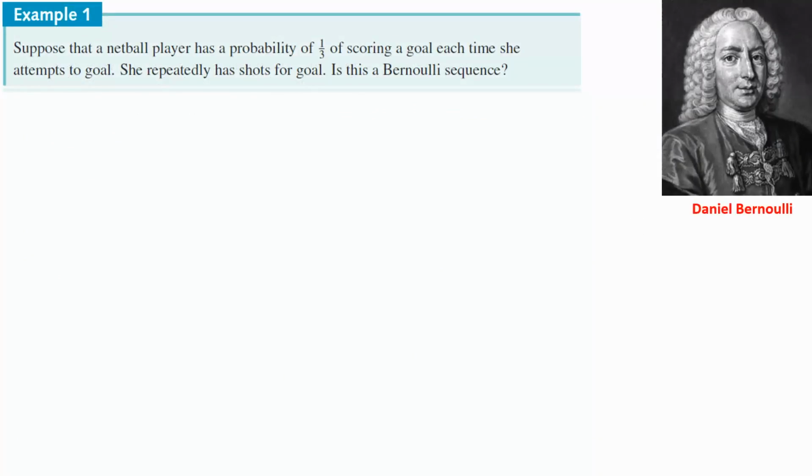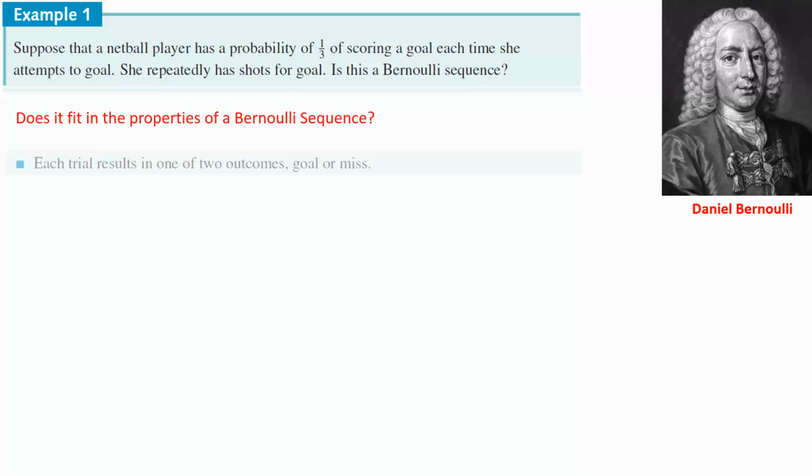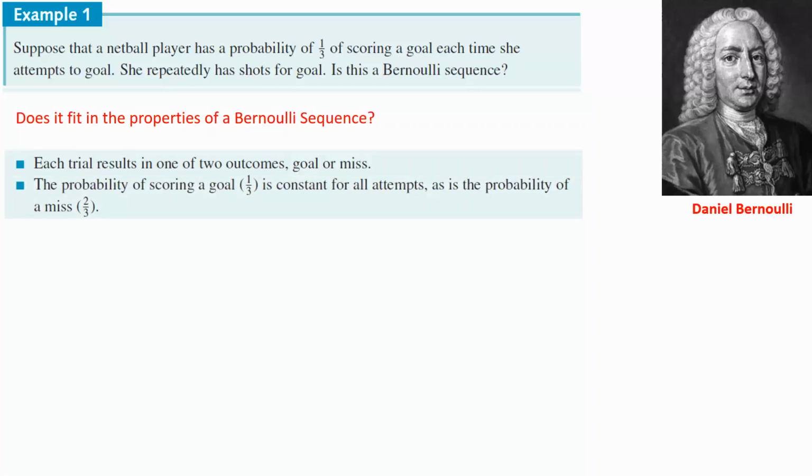Now, suppose that a netball player has a probability of 1/3 of scoring a goal each time she attempts to goal. She repeatedly has shots for goals, so she keeps shooting. The chance of her success, and in this case success means that she wants to get a score, means there are two outcomes. She either gets it, or she doesn't. The chance of her getting it is 1/3. That means the chance of her not getting it is 2/3. That means each try has two outcomes. That satisfies the first condition.